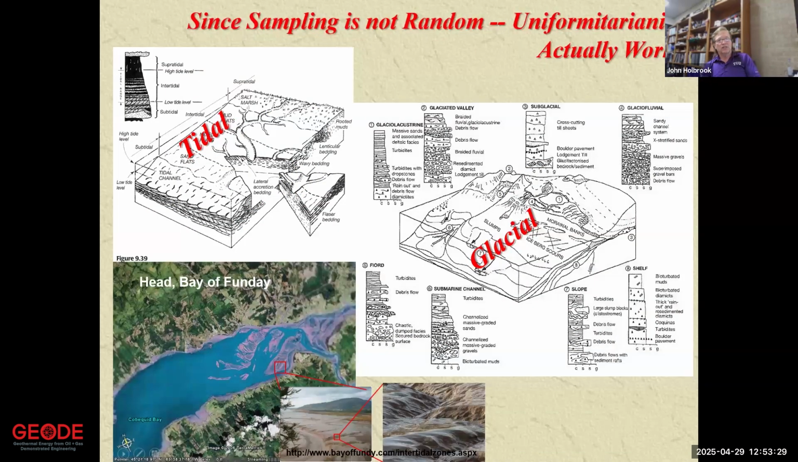The good news is, since sampling is not random, you're actually sampling from the environments there in some proportion of the generation of sediments that are happening in that environment. It means you're preserving things that are actually representative of the environment of deposition at the time. So good news, uniformitarianism actually works, despite these really low sampling rates of sediment into the rock record.